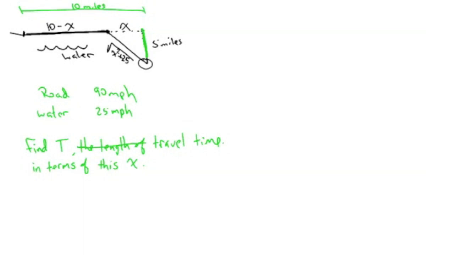So, distance equals rate times time. But I've only given you distance and rate. I want time by itself, so what do I have to solve for? Right, so I get t is equal to the distance divided by the rate. So if you drove 150 miles at 50 miles per hour, it would take you 3 hours.